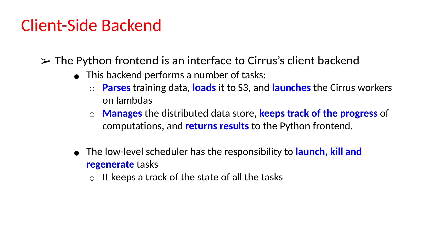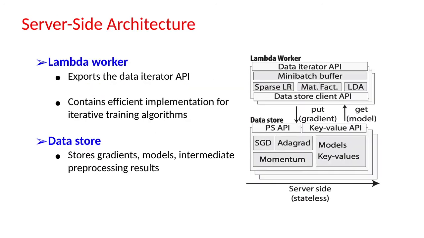Now let's understand the server-side architecture of CIRRUS. The server-side architecture consists of three parts, that is the client-side backend, the worker runtime, and the distributed data store. The client-side backend consists of the Lambda workers and the data store. The Lambda workers export the data iterator API. It contains efficient implementations of the iterative training algorithms. The data store stores the gradients, the models, and the intermediate pre-processing results.